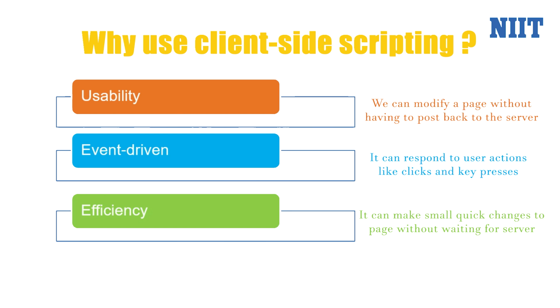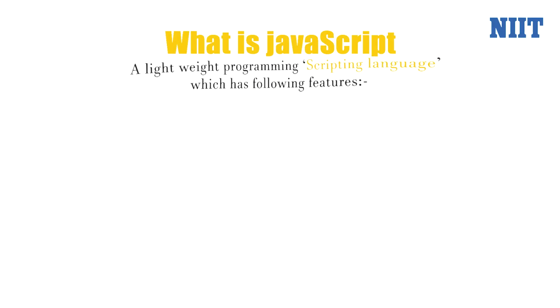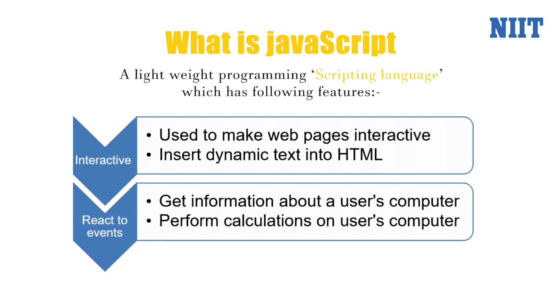Now coming to the question, what is JavaScript? It is a lightweight scripting language and is used in the World Wide Web to add client-side interactivity to web pages. It was first included in Netscape 2 in the year 1995. It is a web standard but not supported identically by all the browsers and is not related to Java other than by name and some syntactic similarities. Here it reacts to events, which means it gets information about a user's computer and performs calculations.